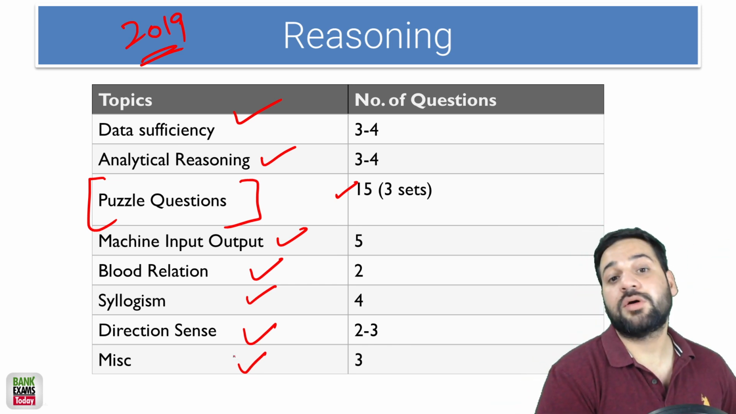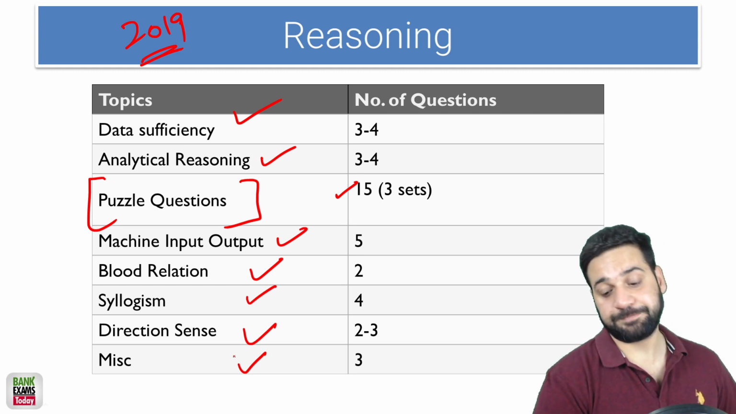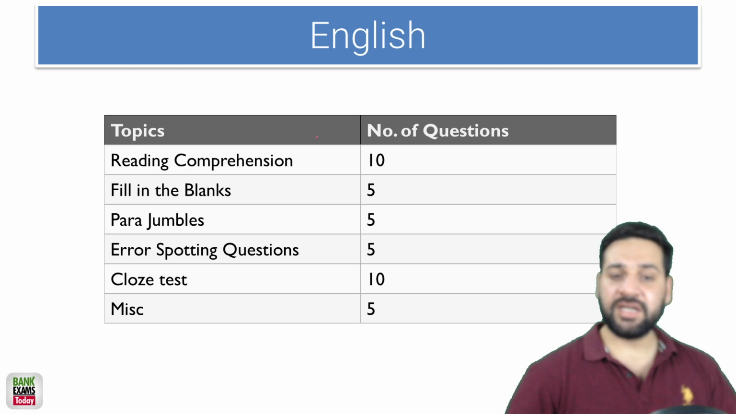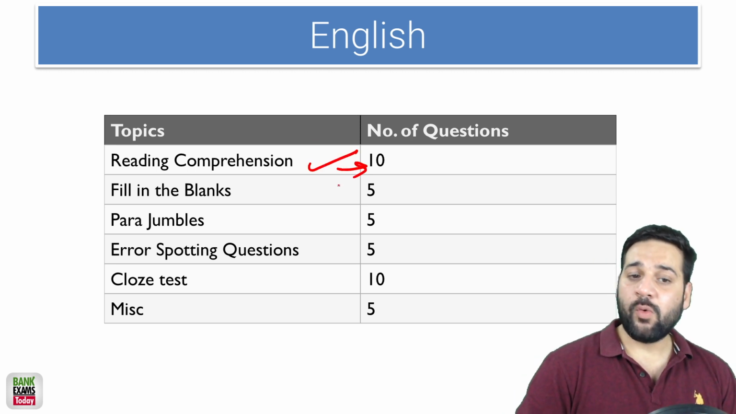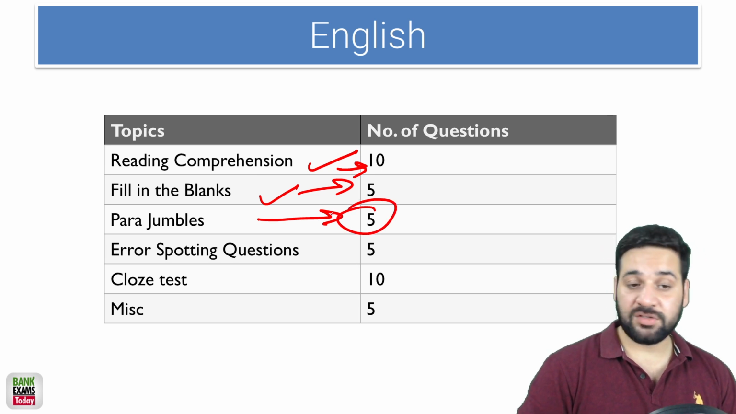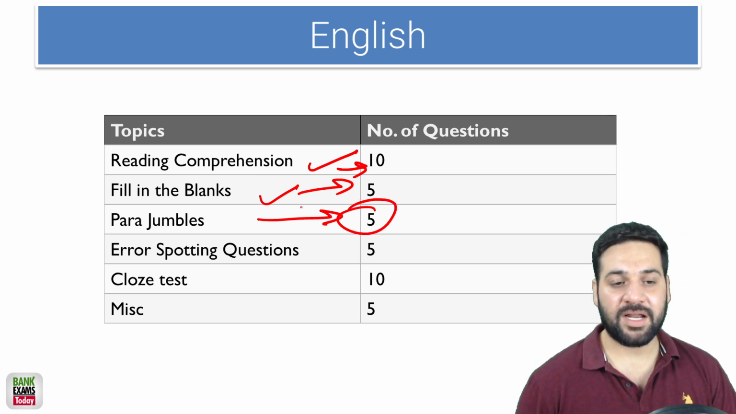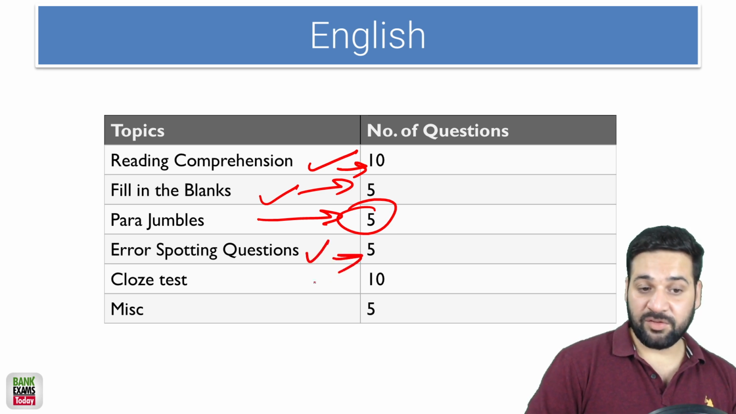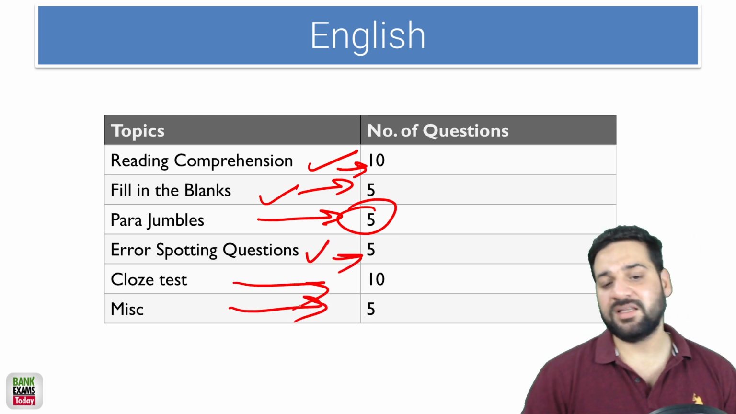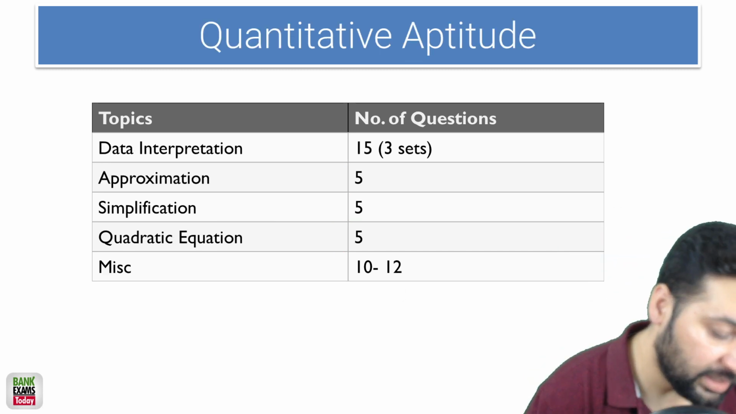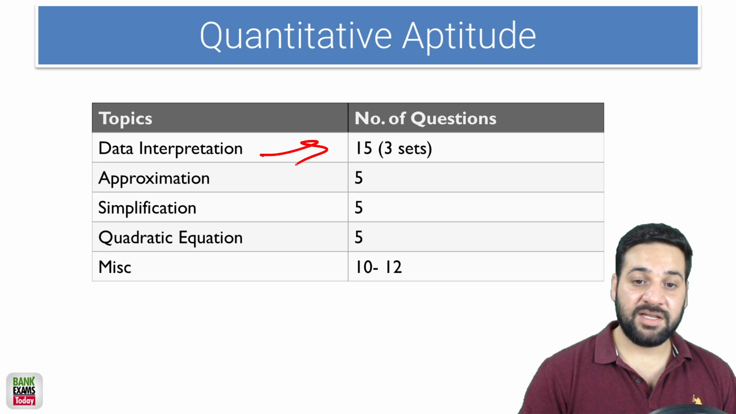Please give it a look, right? Very, very important. And then in the English language, reading comprehension was there. One set. Fill in the blanks was there. Para jumbles was there. Nowadays you don't see para jumbles often, but it was there. Error spotting questions was there. Cloze test was there, and then there were miscellaneous questions, the vocabulary and etc. questions were there. In the quantitative aptitude, data interpretation, 3 sets of simple.